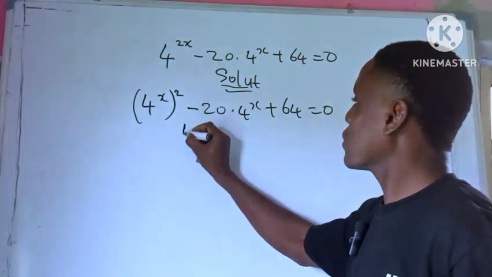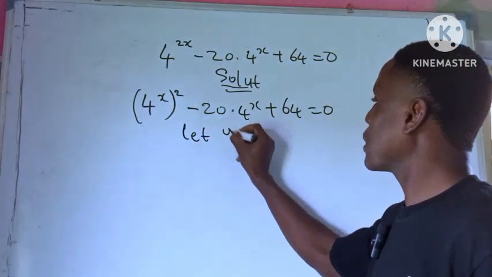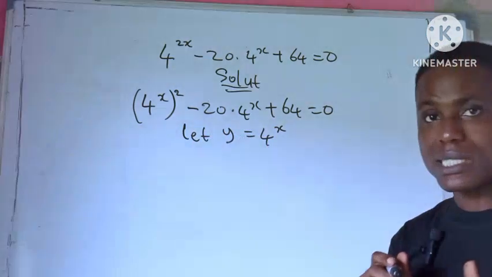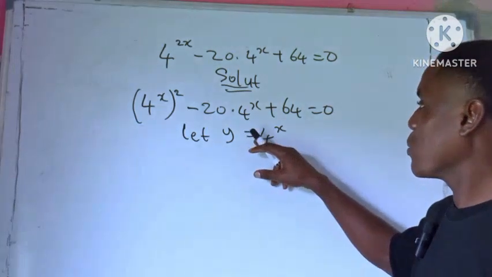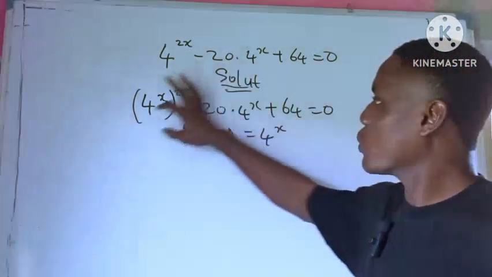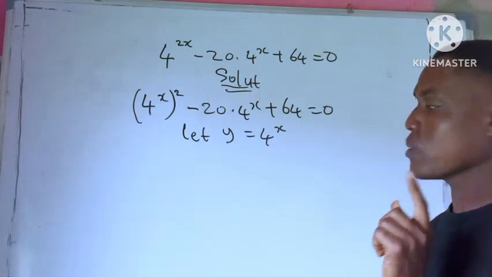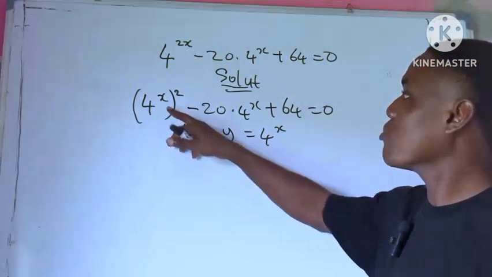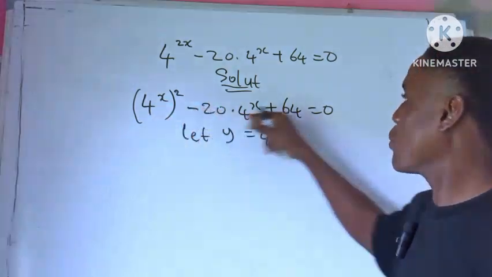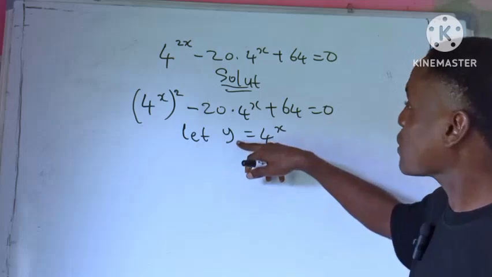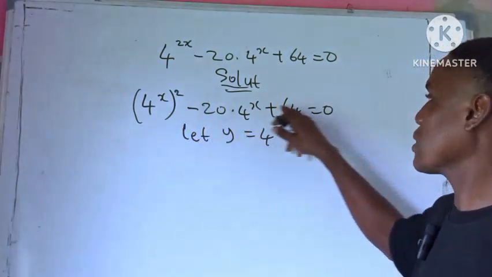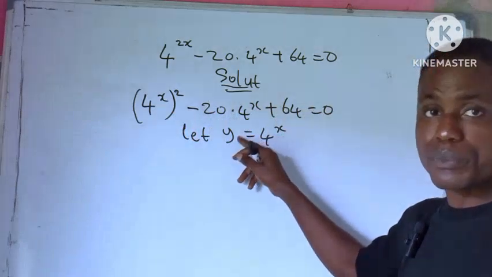Let y be equal to 4 raised to power x. Are you getting it? Meaning that from this given equation, anywhere we see 4 raised to power x, we put y. Since this y is equal to 4 raised to power x, anywhere we see 4 raised to power x in this equation, we put what?